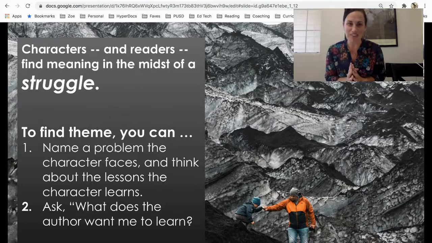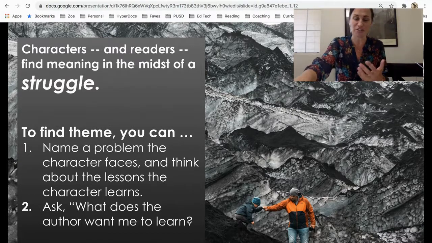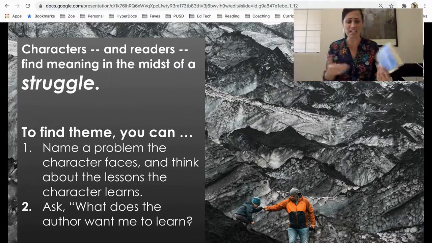And when you think about that, it makes you realize that studying people and how they handle difficult situations can teach us a lot about them and a lot about life and how to handle struggle and adversity. So we're going to use that today as a strategy to help us find the theme in the text that we are reading. Remember, you can be reading any story.